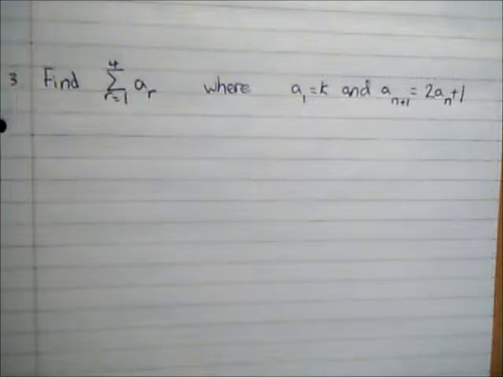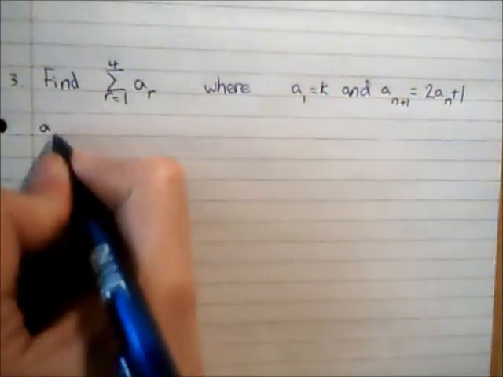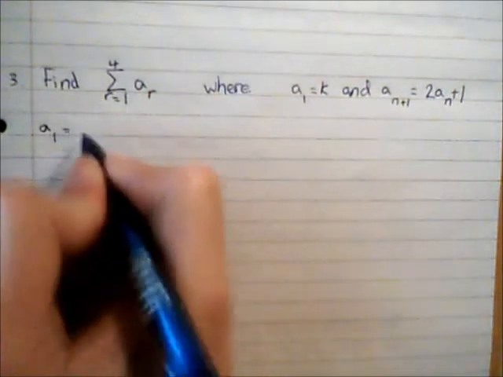And finally we've got an example of one where we have a recurrence relation. So find the sum of the series a_r from r is 1 to r is 4, and we've got a recurrence relationship here. So in these cases we're going to actually work out each term and then we're going to add them together. So a1 we're told is k.